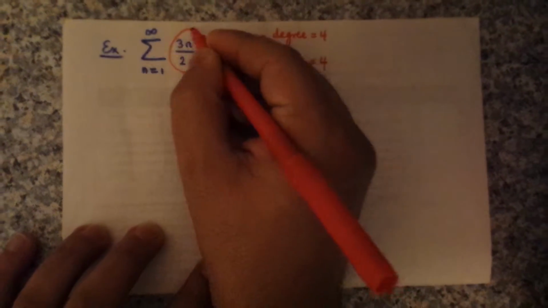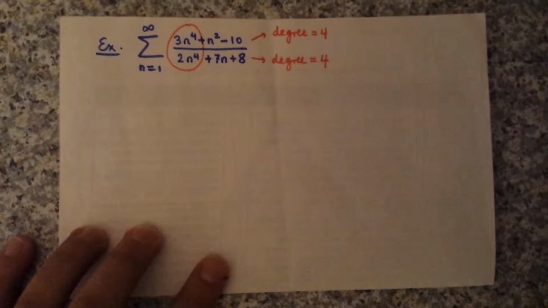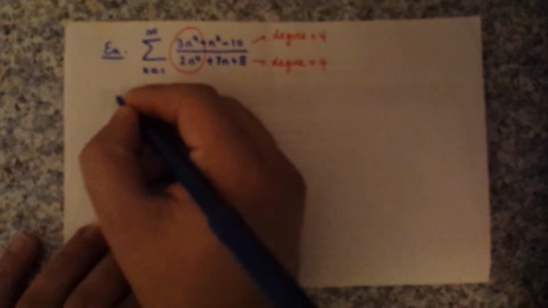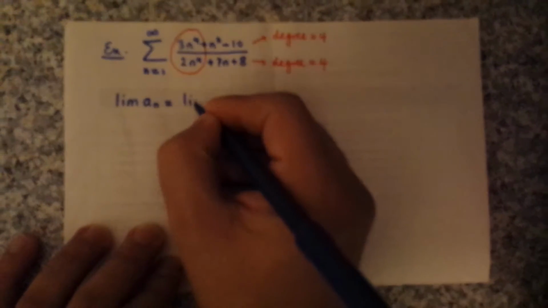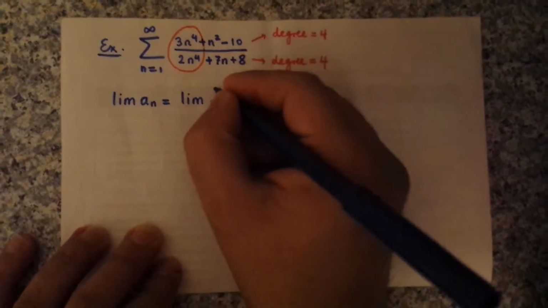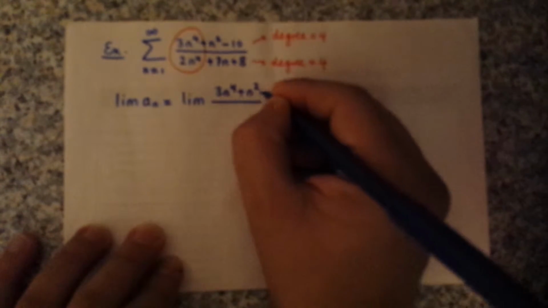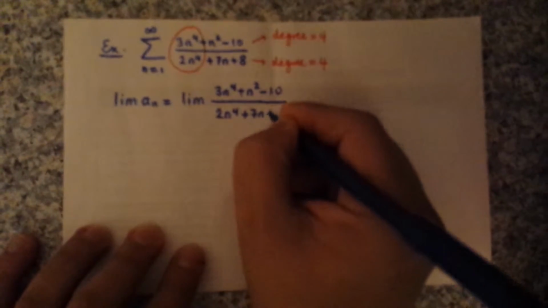If you go to the largest powers of n, that's 3n to the 4 over 2n to the 4, so it will be 3 over 2. You can see that clearly. Proving that one is easy. For the limit of a_n, we have the limit of 3n to the 4 plus n squared minus 10 divided by 2n to the 4 plus 7n plus 8.